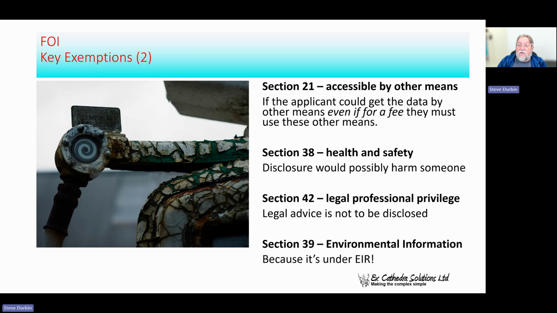There's also Section 38, health and safety, where disclosure could possibly harm someone. That's not common, but it does happen. Section 42 is very common, legal professional privilege. You don't have to disclose any legal advice you have received from legal professionals. That's always exempt. So basically, if someone asks for your legal advice that led you to doing something, you can just say no. And obviously environmental information is excluded because it's under EIR. There are many other exemptions. Basically, if you're not comfortable about releasing something, please talk to your DPO and see whether or not there is an exemption, because it's quite possible there is.